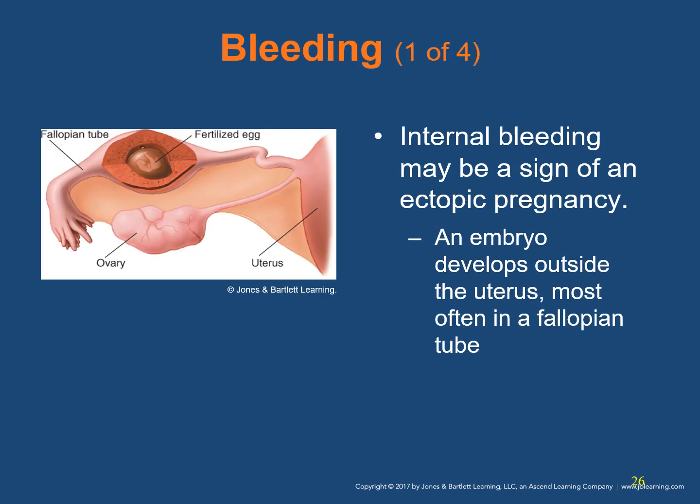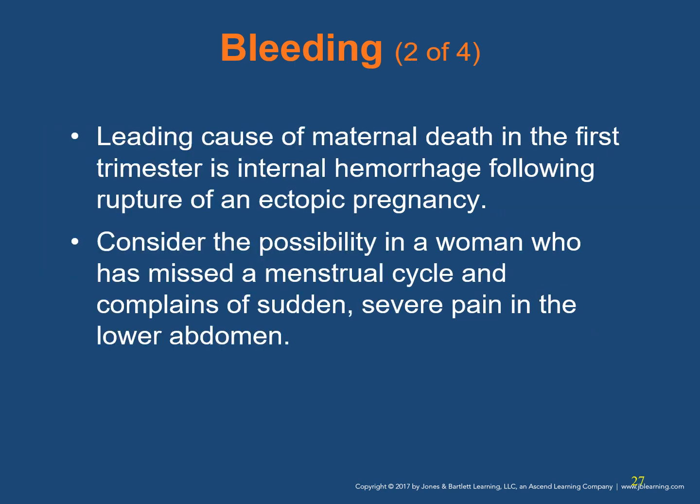Bleeding. Internal bleeding may be a sign of an ectopic pregnancy, when an embryo develops outside the uterus, most often in the fallopian tube. It occurs about once in every 300 pregnancies. The leading cause of maternal death in the first trimester is internal hemorrhage into the abdomen following the rupture of an ectopic pregnancy. Consider the possibility of an ectopic pregnancy in a woman who has missed a menstrual cycle and complains of sudden, severe, usually unilateral pain in the lower abdomen.